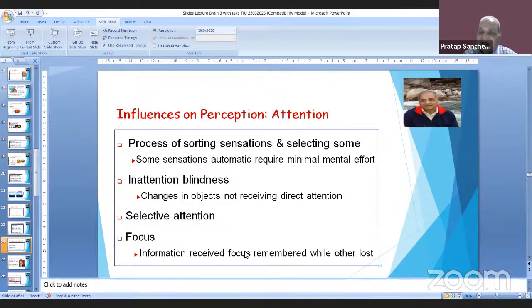An important point which decides our perception is attention. We are constantly bombarded with sensations all over, both from outside the body and from inside the body. Some sensations are automatic and require minimal mental effort. Whereas in inattentional blindness, though sensations are coming, we do not pay attention to them, and they go into blindness. Blindness is not of the eyes. It is a blindness of perception. Then we are selective in our attention. So the focused information is received and remembered, while others are lost. They may be going into the hard disk, but we are not in a position to recall it because it has not formed any associations.